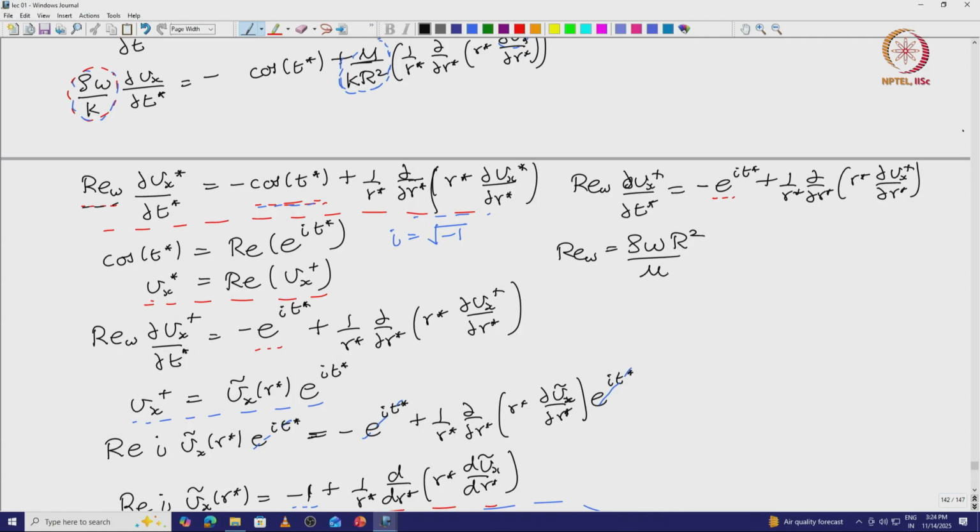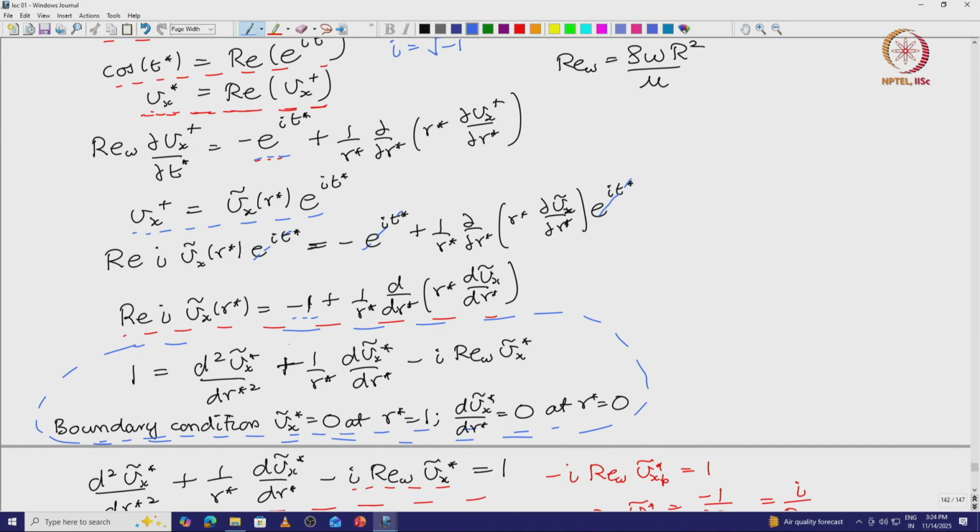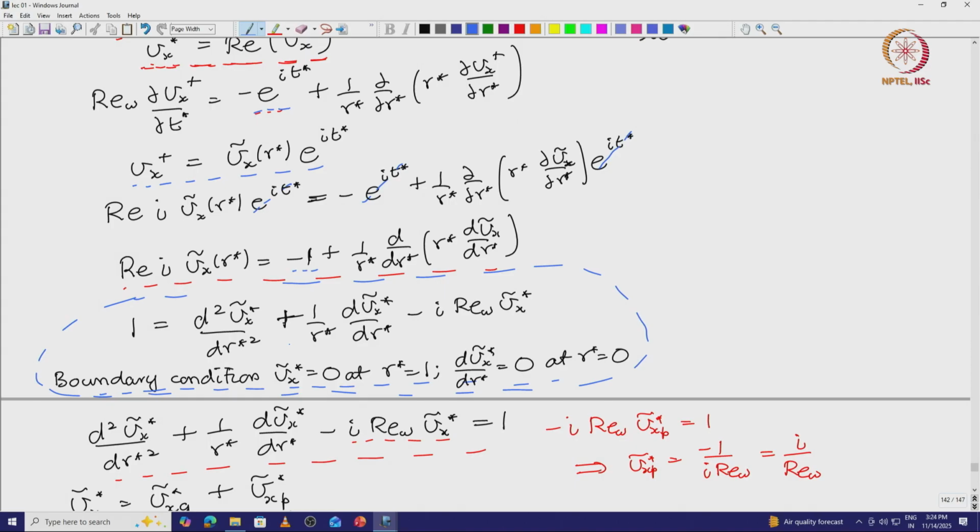We had made two substitutions. We had written cos t as the real part of e power i t, and the velocity as the real part of a complex velocity field, which was the solution of the unsteady equation with forcing given by this e power i t. And to get the actual velocity field, we just have to multiply this solution by e power i t and take the real part of it.